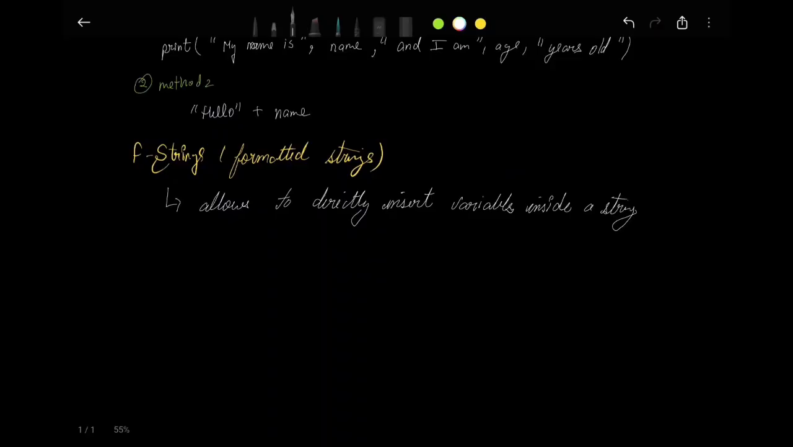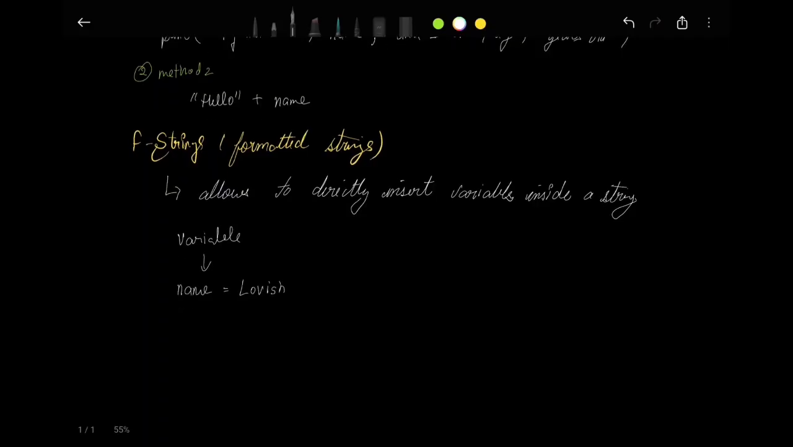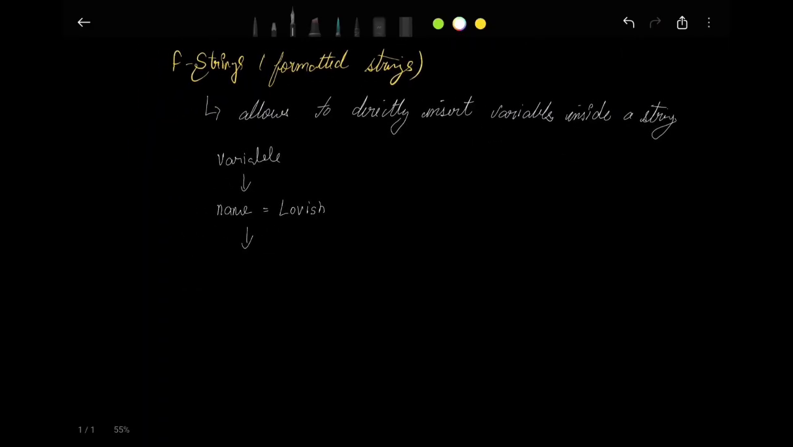For example, say I have a variable name which is equal to Lavish, and I want to print hello Lavish. For that, inside the print statement I will write f, and within the double quotes I will write hello. Since name is a variable, we will write it in curly braces, and after execution it will print hello Lavish.